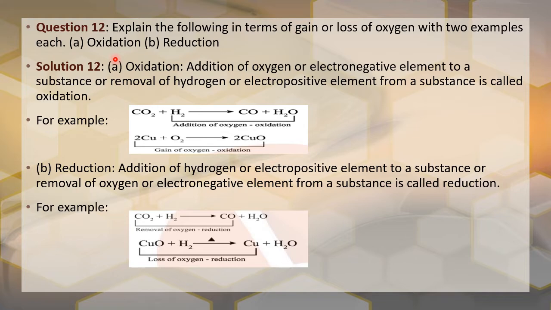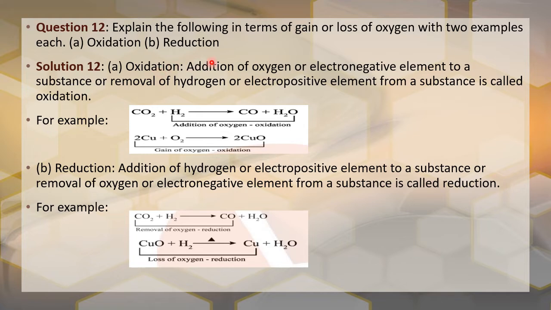Explain the following in terms of gain or loss of oxygen with two examples each: oxidation and reduction. Okay, first, oxidation. If you can recall the previous discussion, I think you can easily tell what is meant by oxidation. Oxidation is addition of oxygen or removal of hydrogen.